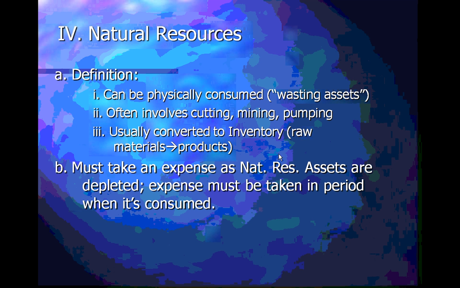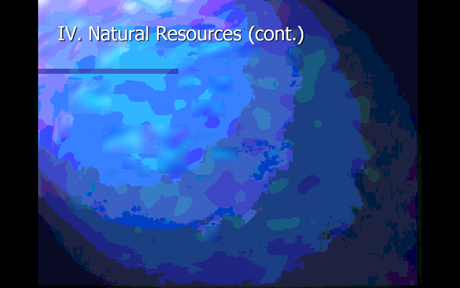Okay. What must happen here is you have to take an expense on a natural resource asset as it is depleted. Notice that sounds a lot like depreciated, but it's depleted. The expense must be taken in the period in which it is consumed or harvested, as some use the word. Okay, so natural resource assets are depleted, so this is going to be a depletion expense. All right, here's what it looks like.